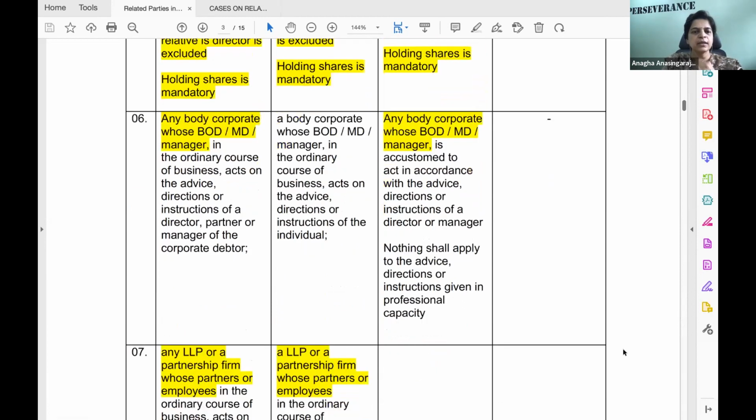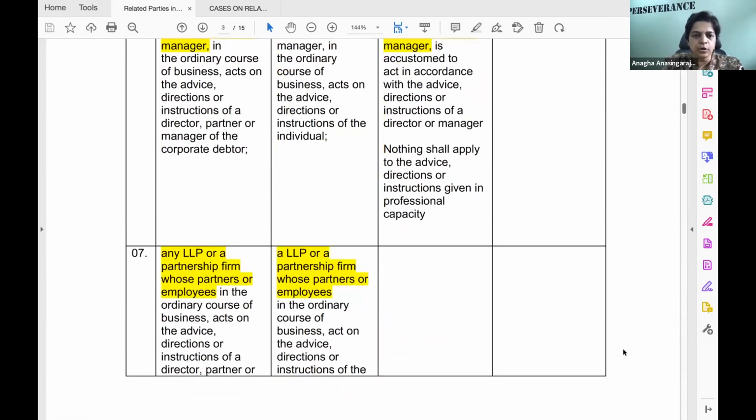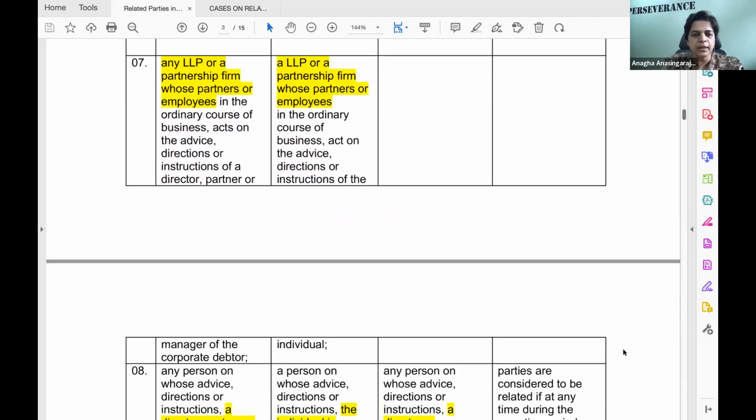Then point number 7 is any LLP or a partnership firm whose partners or employees in the ordinary course of business act on the advice, directions or instructions of a director, partner or manager of the CD. So here again, similarly, the first case was of a body corporate. Now this is a case of an LLP or a partnership firm whose partners or employees act according to the instructions of the corporate debtor or any of its directors, partners or managers. Here, Madam, again, can I take one question?